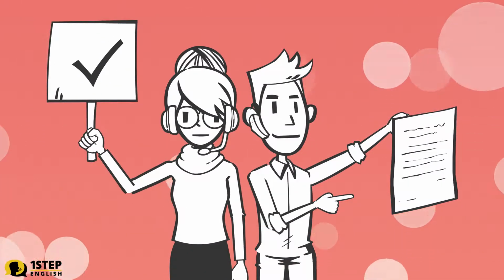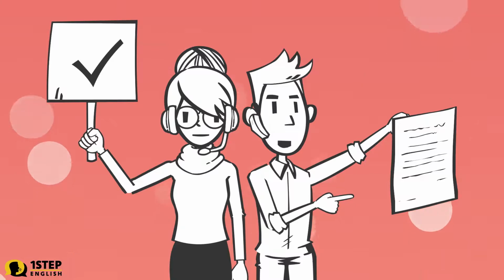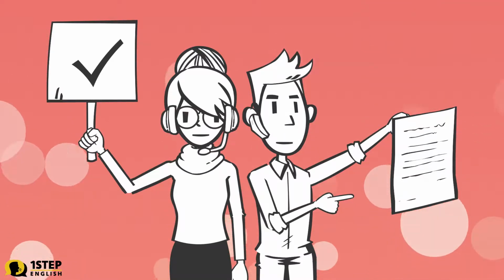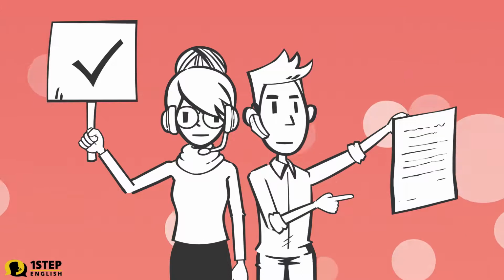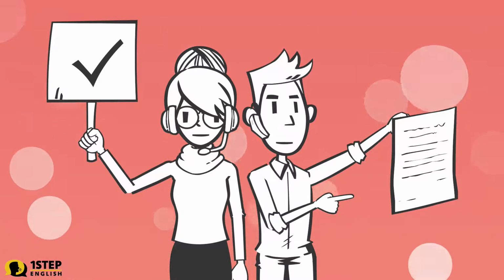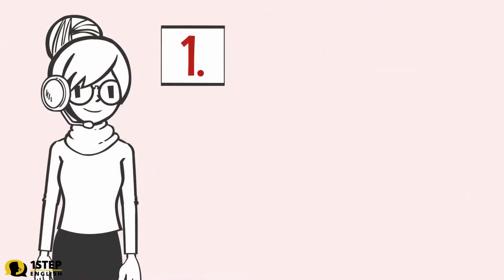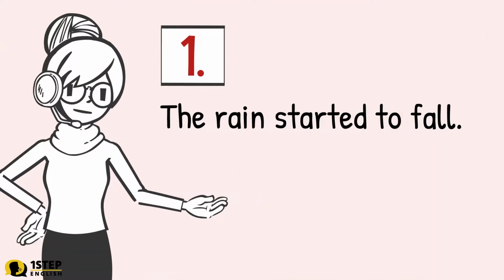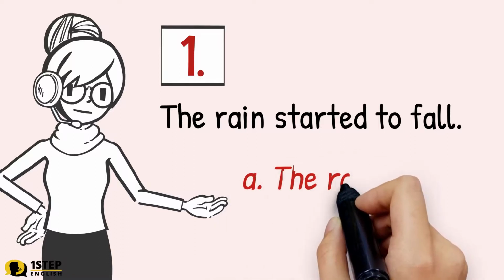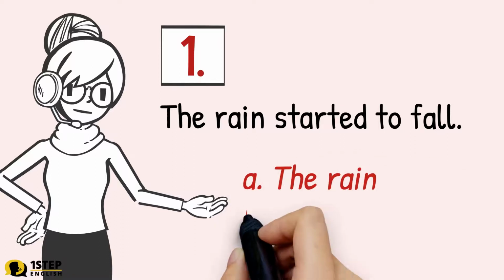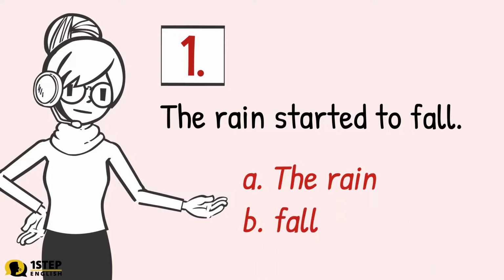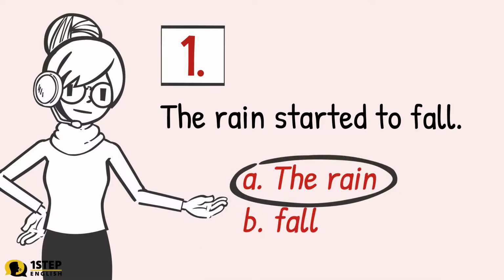Let's have a short quiz. For items 1 to 5, you need to identify the subject of the sentence. While on items 6 to 10, identify the predicate. The rain started to fall. Letter A. The rain. Letter B. Fall. The correct answer is letter A. The rain. It is a subject in the sentence.